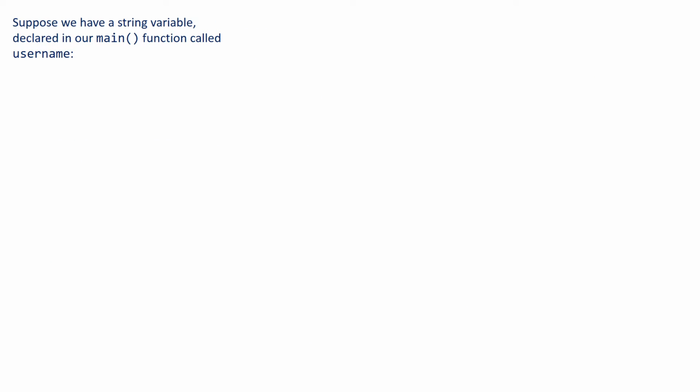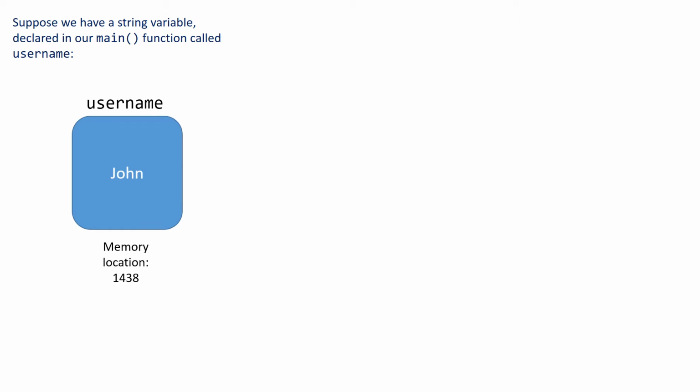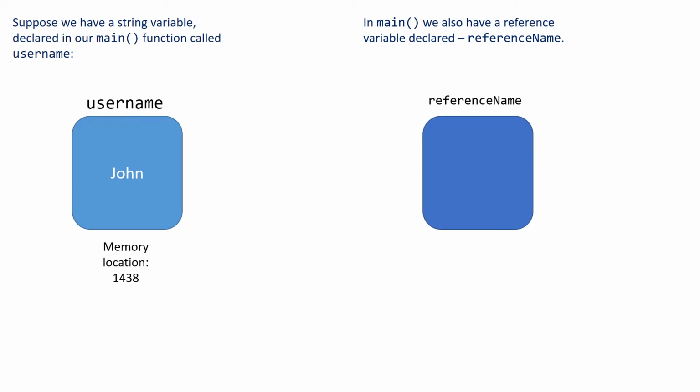Suppose in main we've declared a string variable, username. Here we've represented the variable with a blue square, and the value of username is John. Its memory location is identified by the address 1438. In main, we've also declared a reference variable to a string called reference name, and it's represented by the dark blue square on the right hand of your screen.